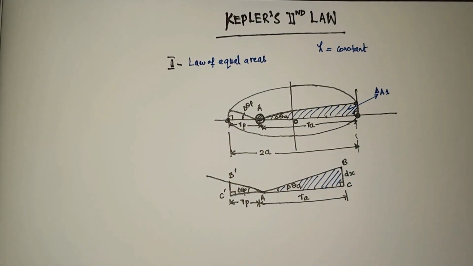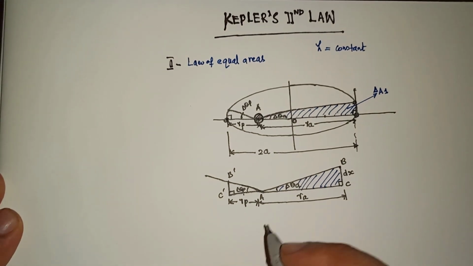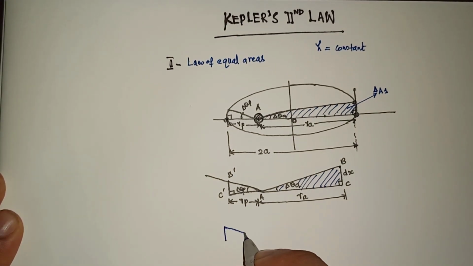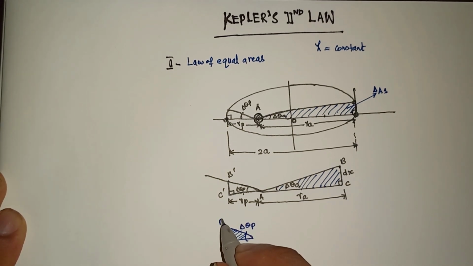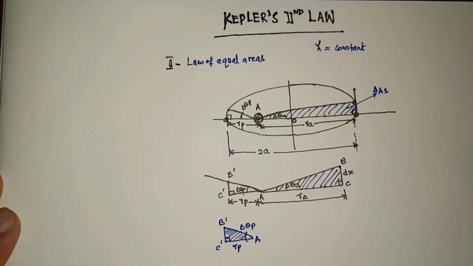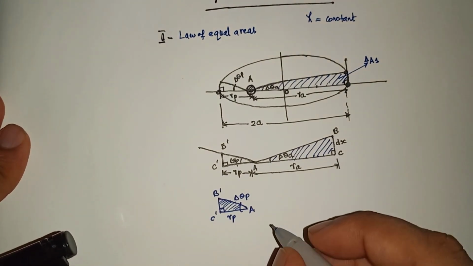Now you should remember one thing. At the periapsis we have a smaller triangle like this. Now let's say we have delta theta p, and this total is going to be your area. So this is actually an area of a right triangle. So this is B dash, this is C dash, this is rp distance, and this is going to be a common point. Now you can tell me what is the area of this triangle.